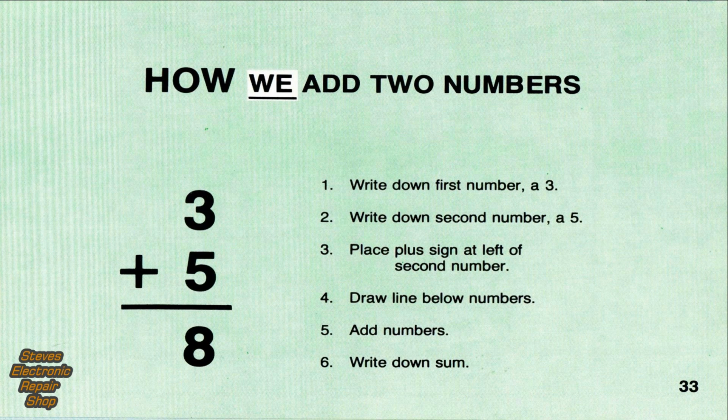Let's briefly examine the process we use to add two numbers. Of course, most of these steps are done subconsciously. We begin by writing down the first number, in this case a 3. Next we write down the second number, a 5. Now we place the plus sign at the left of the second number, and then we draw a line below the numbers. The fifth step is the process of addition, and we recall that the sum of 3 and 5 is 8. Then we write down the sum.